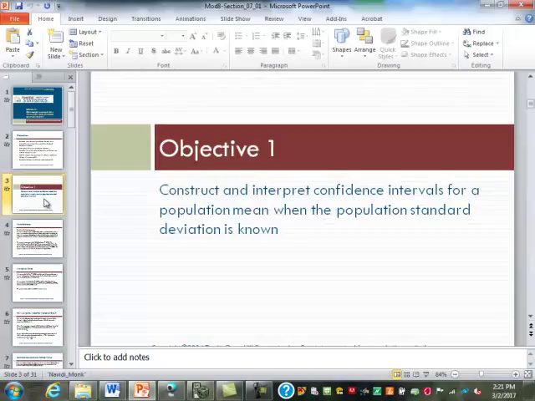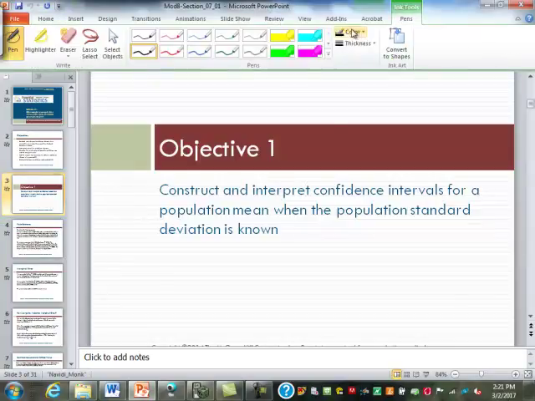So let's look at constructing a confidence interval and then interpreting it for the population mean. So we're trying to estimate the population mean. Now, the one thing we're going to talk about here is the difference between a point estimate and an interval estimate.